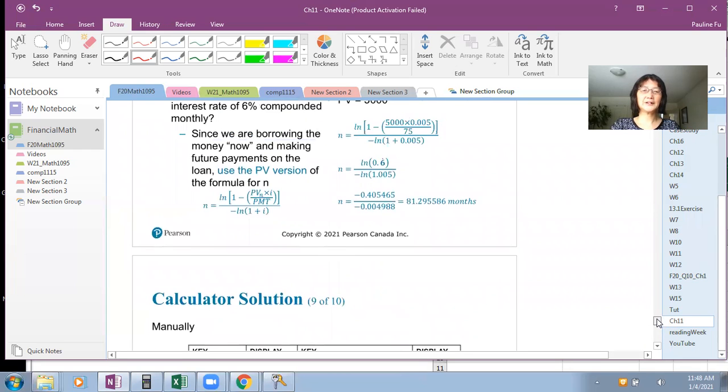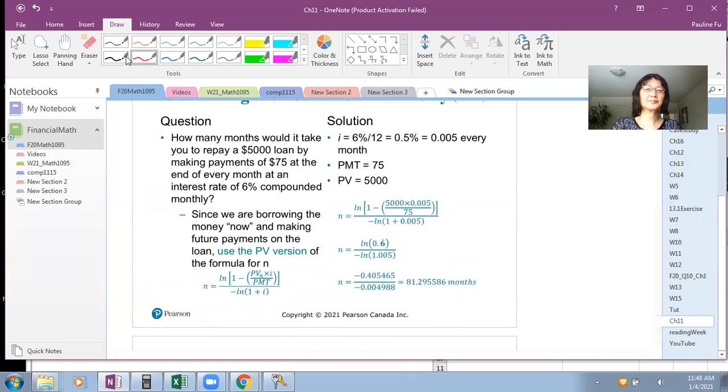So now let's look at the example. How many months would it take you to repay a $5,000 loan by making payments of $75 at the end of every month at an interest rate of 6% compounded monthly? In this example, how many months means what is the term N? And you are given the present value. 5,000 is the present value. When you are given the present value, you use this formula.